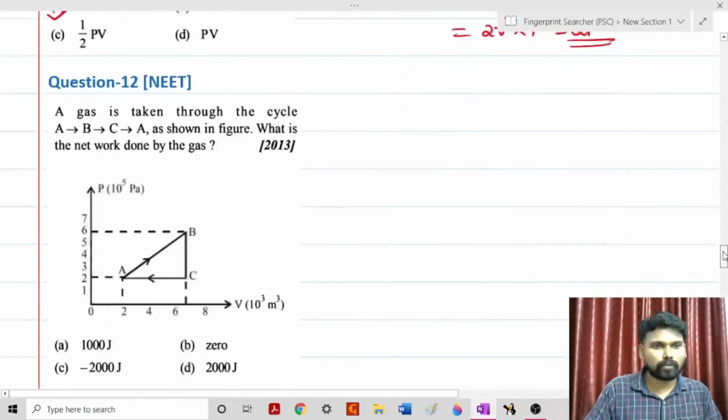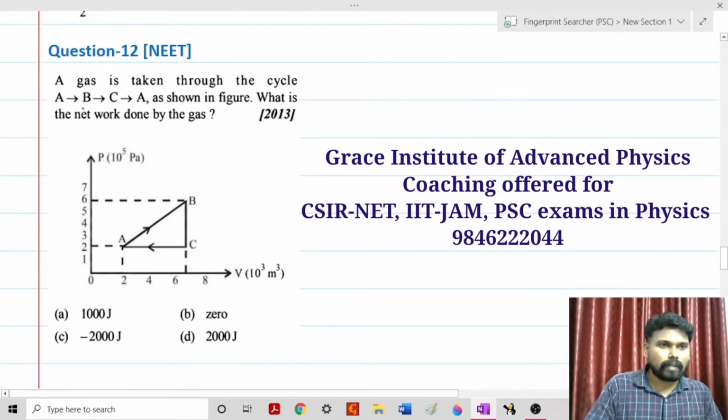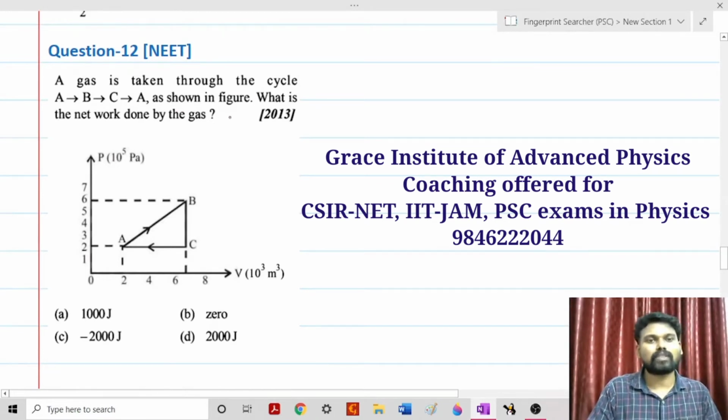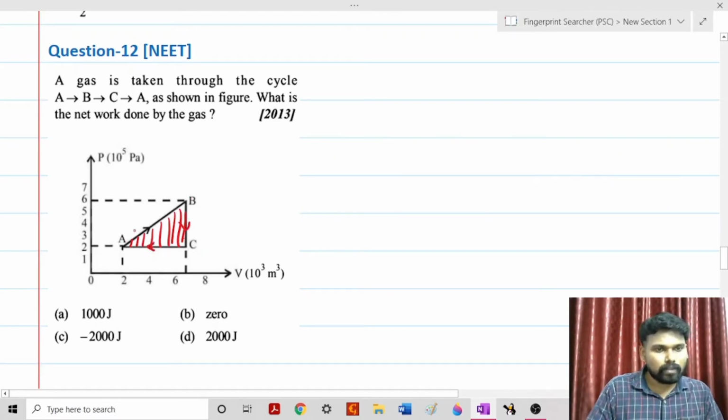Okay, now I will go to another question. Question number 12. A gas is taken through the cycle A to B to C to A as shown in the figure. What is the net work done by the gas? As I told in the previous question, by finding the area enclosed by this loop, A to B to C to A, we will get the work done. Work done is equal to area enclosed.